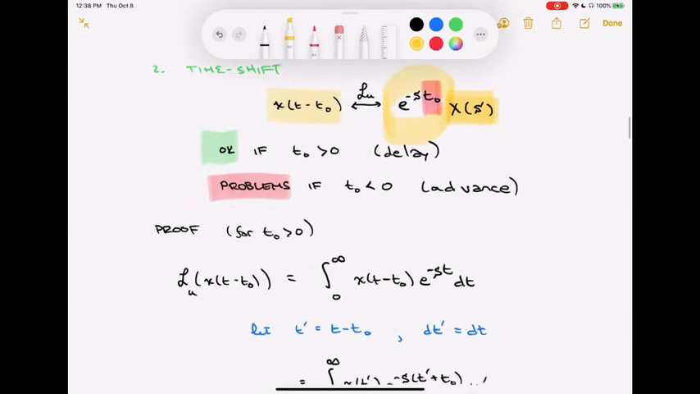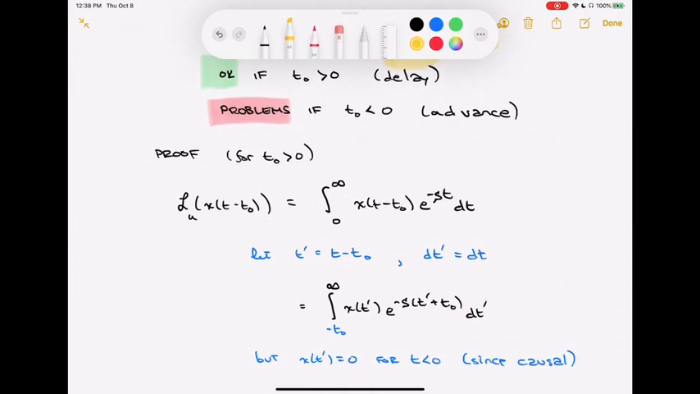So here's how I'm going to do it. I'm just going to go ahead and take, by definition, the Laplace transform of this modified signal, x of t minus t naught. So I'm going to look at what is the Laplace transform of this delayed signal. I know that the unilateral Laplace transform is an integral that goes from 0 to infinity, and I just put in the signal and I weight it by e to the minus st. Okay, let's go ahead and let there be a change of variables. So I'm going to let t prime equal t minus t naught.